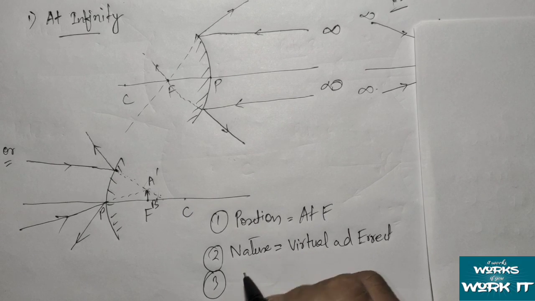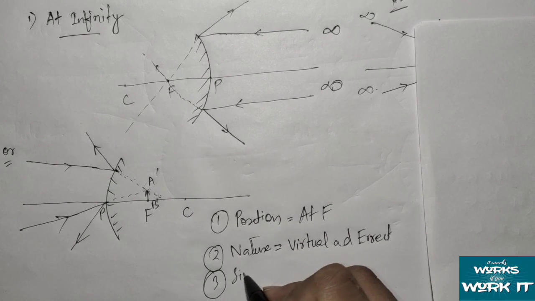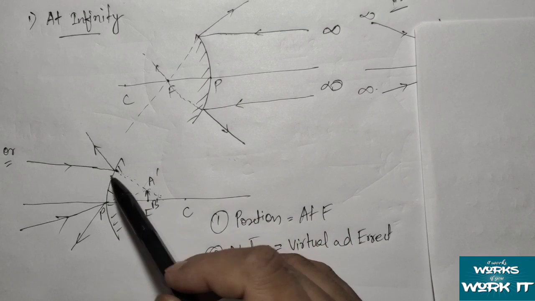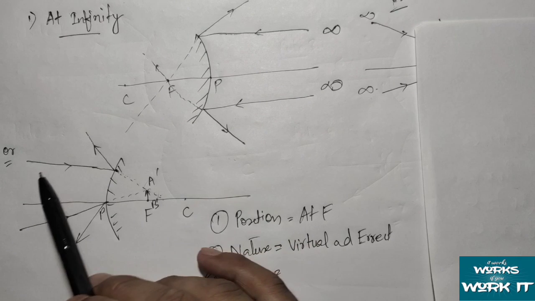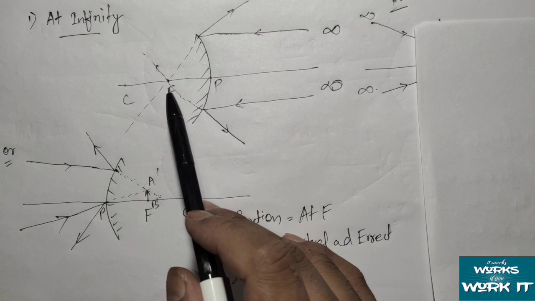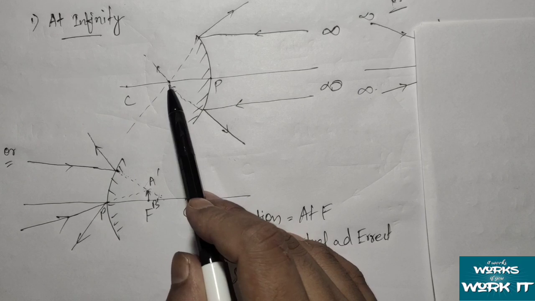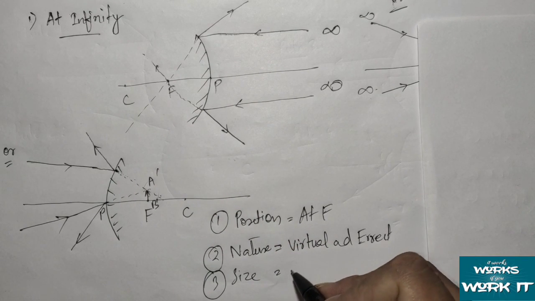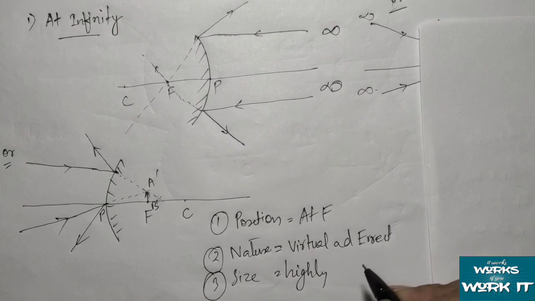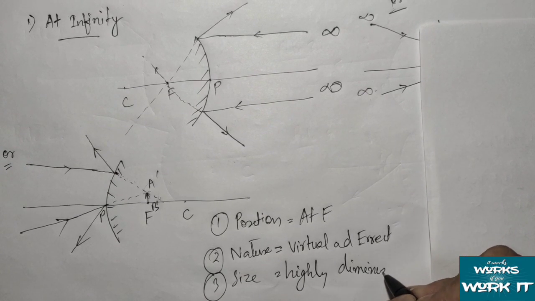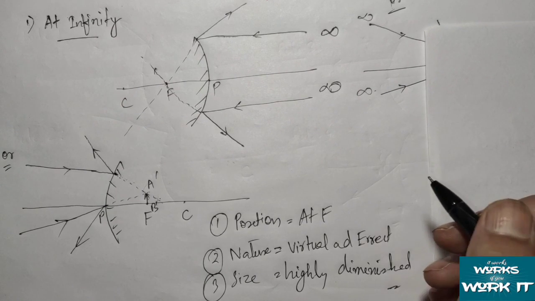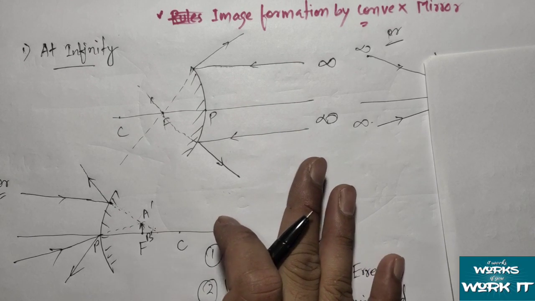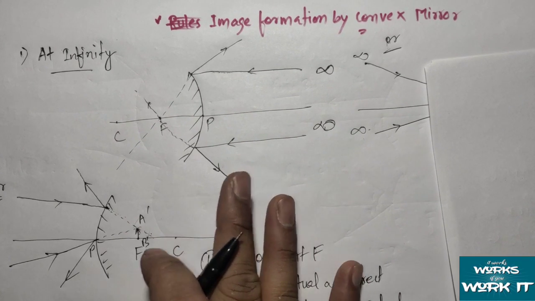Okay, so now the third one is the size. If you see the size of the image, it is much smaller than the object size. Okay, so here also it is a point size and it is very small. So for very small, we can write highly diminished. Okay, so this is the image formation when the object is at infinity. I hope you have understood this one.